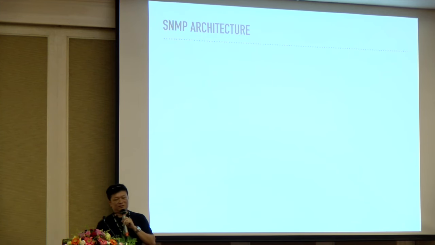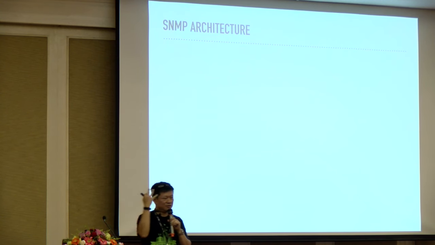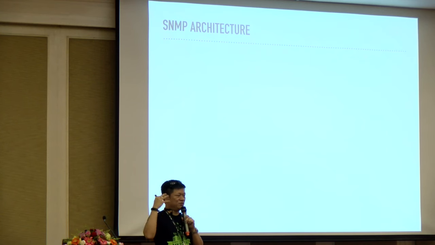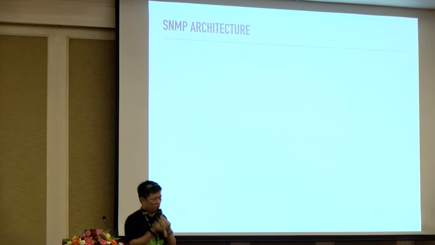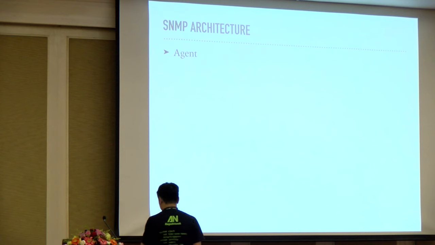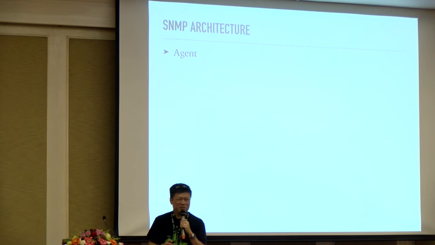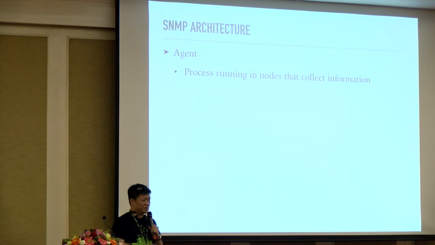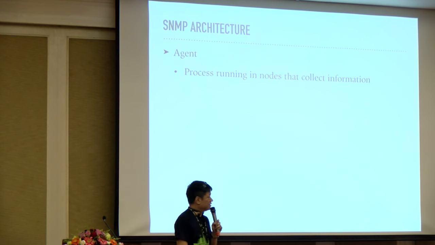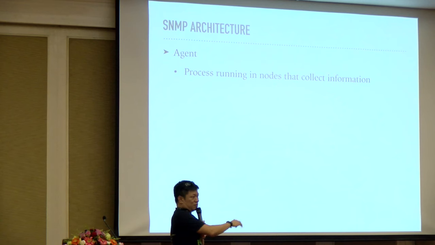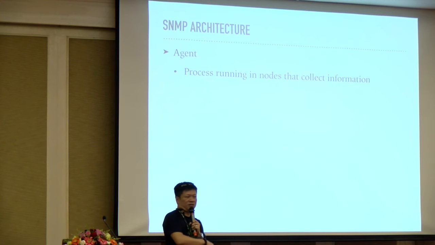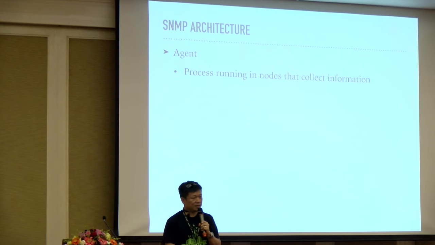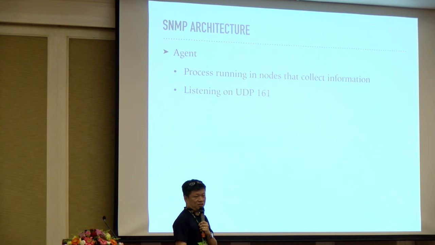The architecture. There are three things that you have to memorize, you have to remember when you try to configure SNMP or deploy SNMP. The first one is the agent. So what is the agent? Is it a person sitting there, collecting information and giving it to you? No, the agent is a process. It's a software. We call it agent. You run it. It's a process running inside the nodes. Those devices, routers, switches that run SNMP, we call them nodes. It collects all the information, the voltage, temperature, whatever you configure it to collect. And it's running on 161 UDP.